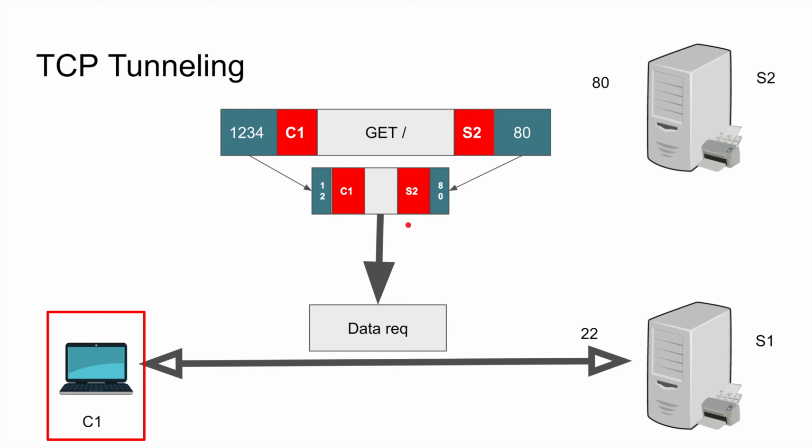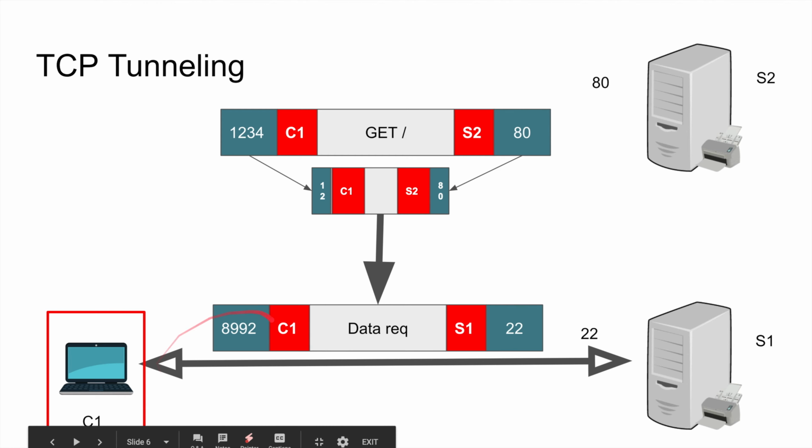But guess what? We're not done yet, right? We take that data request, which is, by the way, a TCP packet with all that stuff, and then we say, okay, let's add our headers. This is going to S1. This is going to port 22. This is coming from C1, and this is coming from 8992. Guess what? This is another random port, right, guys?